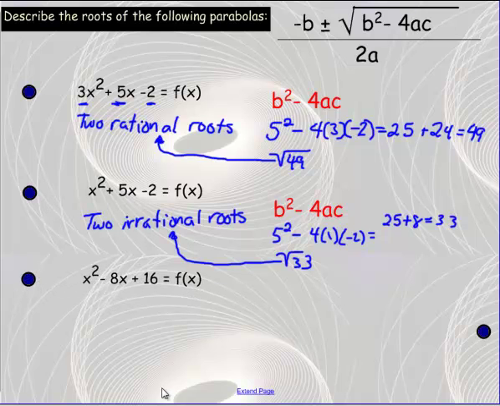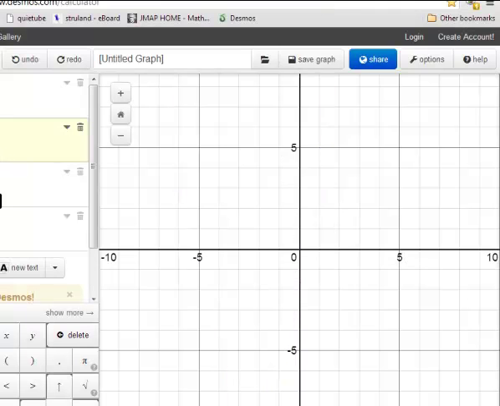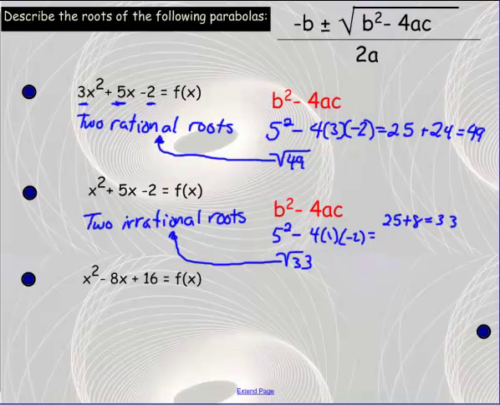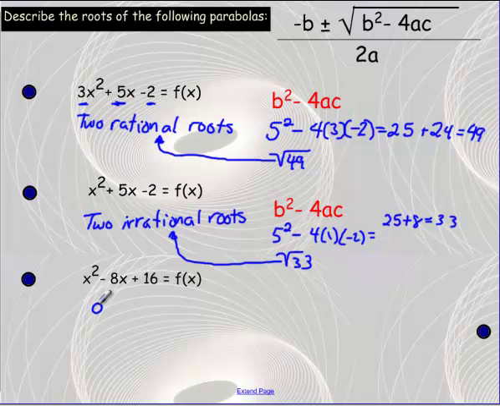All right, let's look at that one. Again, use your calculator. Let the calculator give us a good hint about it. All right, well, that one's pretty easy. It crosses once, so when I go to describe it, I can say there's 1 root. And notice I left a blank here. Is it irrational or rational?